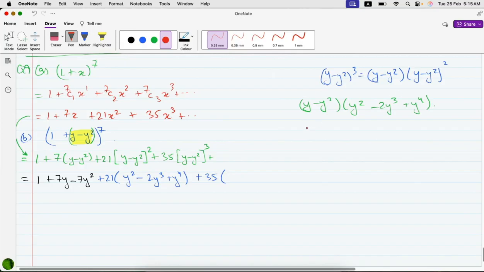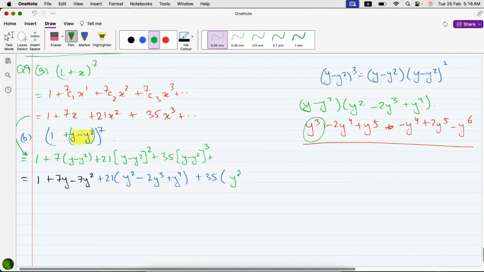Y in all of these gives y cubed minus 2y^4 plus y^5. Then y squared in all of these gives minus y^4 plus 2y^5 and minus y^6. Once done, you can see the only term in y cubed is this. All the other terms are higher than y cubed. I don't need those, so y cubed only, ignoring the rest.